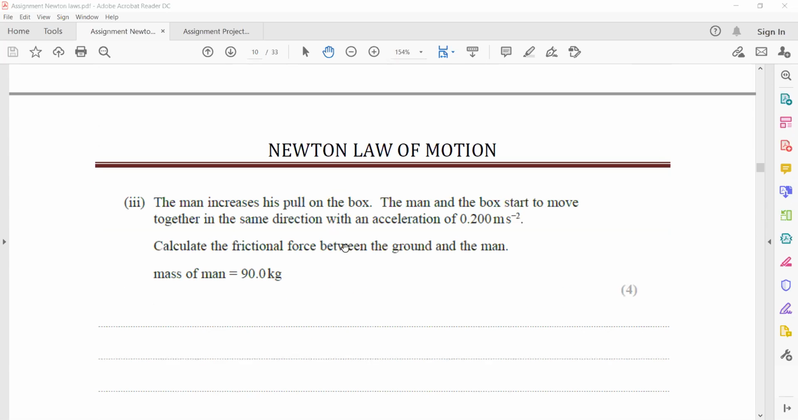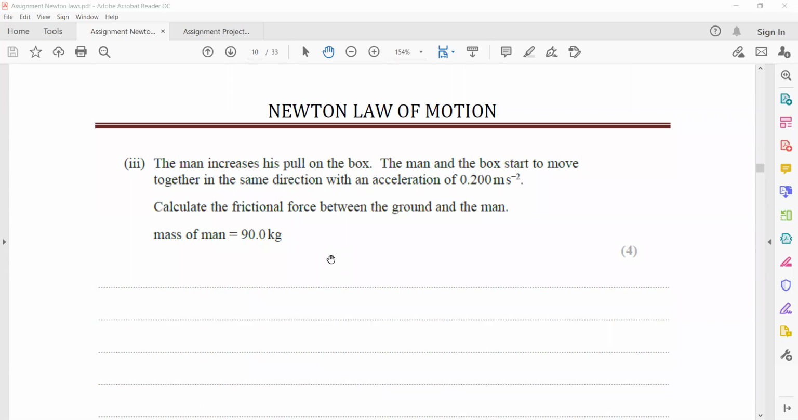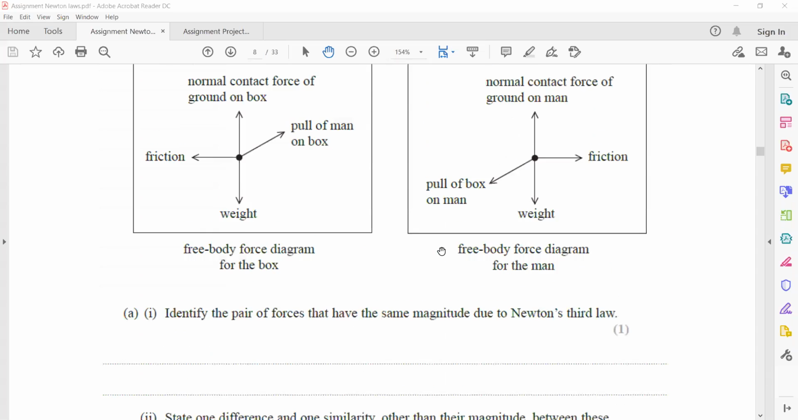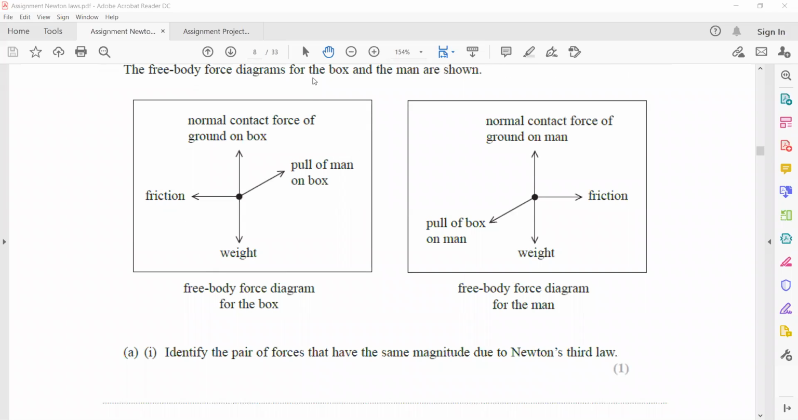Next part, calculate the frictional force, now it is accelerating. The man increases his pull on the box. The man and the box start to move together in the same direction with an acceleration of 0.2. Then we have to calculate the frictional force between the ground and the man. So basically, the man is increasing the pull. As he increases the force, the friction force increases to some value, and then it does not increase further. That's why it is accelerating.